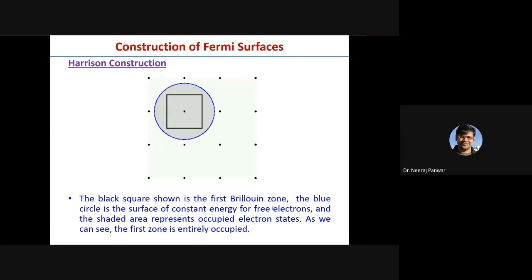Let me tell you that we are still considering the free electron. That's why it is in the shape of a circle. When we consider the periodic potential, then it would be perturbed. It will not be in the form of a circle.